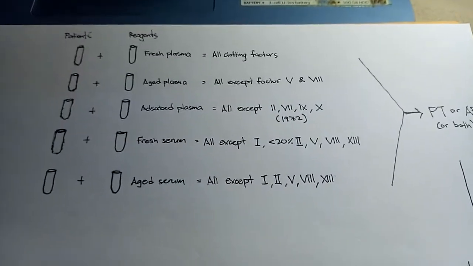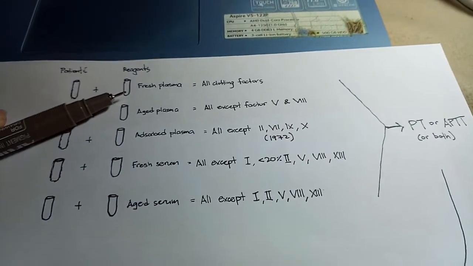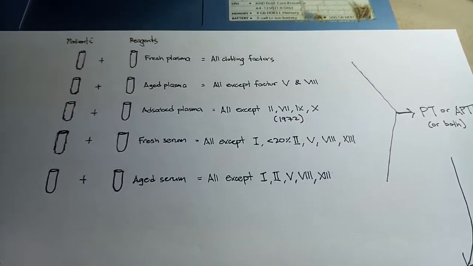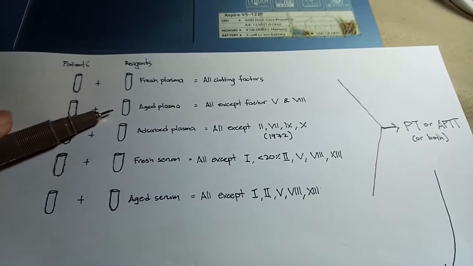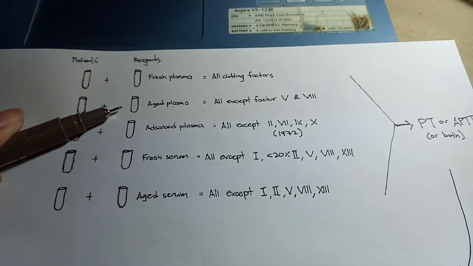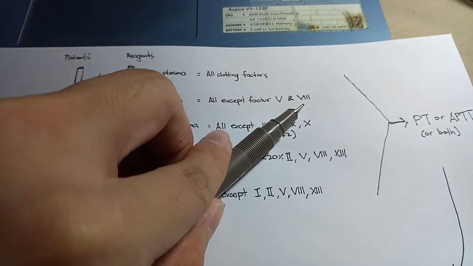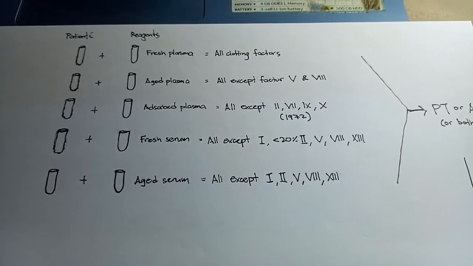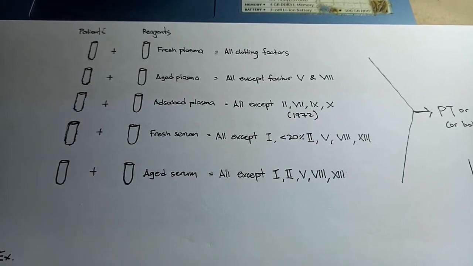Okay, so fresh plasma. The fresh plasma contains all clotting factors. Okay? Huwag niyong kakalimutan 'yan. Next, the aged plasma. The aged plasma contains all clotting factors except factor 5 and factor 8. Okay? So, huwag niyong kakalimutan na factor 5 and factor 8 are one of the labile coagulation factors.